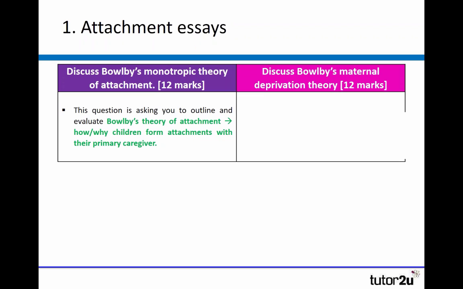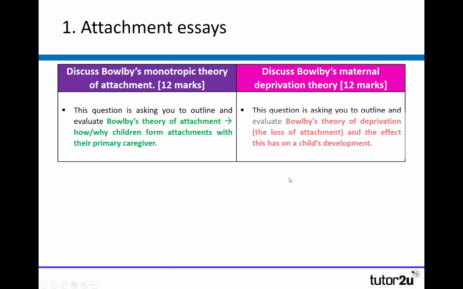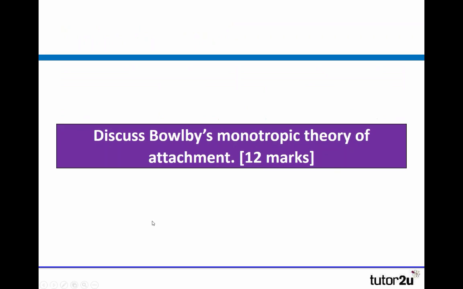So that's kind of the positive, happier question. The other question, the maternal deprivation hypothesis question, is asking you to outline and evaluate what happens when children lose their attachment with their parents, and what effect does that have on their development. So I put them in green and red because one's really the positive, why are we forming attachments and why is it a good thing? The other question is looking at what happens when we lose attachments and what are the negative impacts of that, okay? So let's start with the first question, discuss Bowlby's monotropic theory.